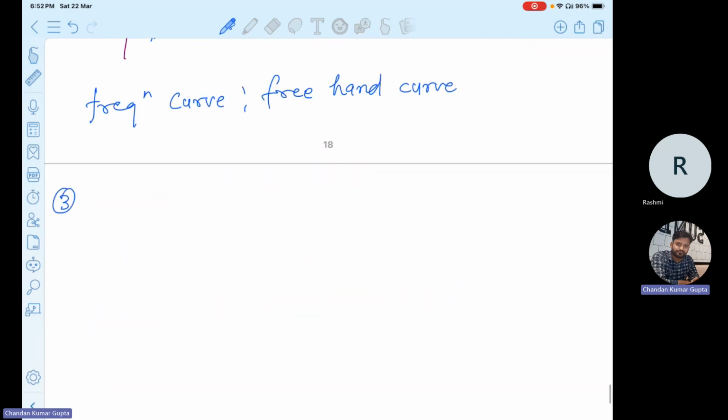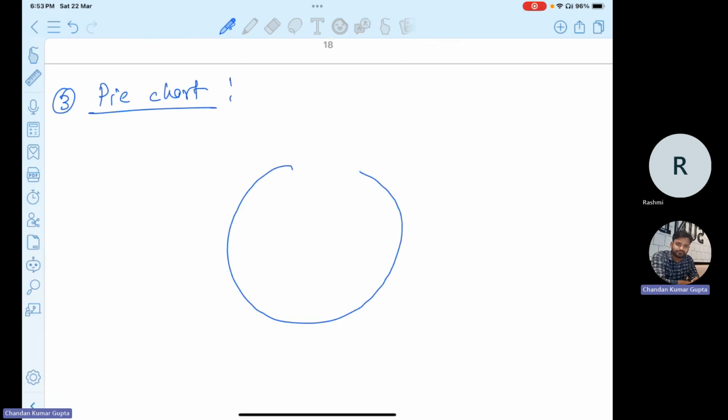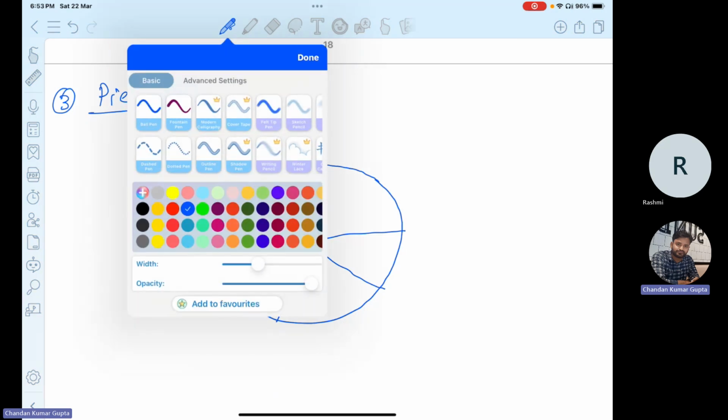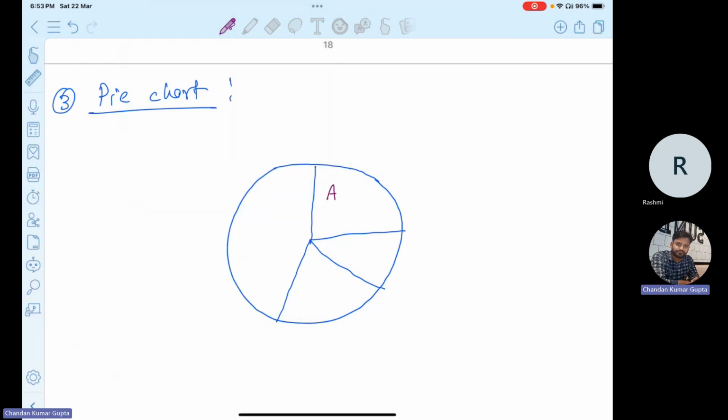There is also a pie chart. You people know about the pie chart. It is actually a circular chart. Suppose let me draw a circular chart. Suppose it is a circle and we have different sectors. Suppose we make four sectors, so there are four sectors: sector A, B, C, and D.